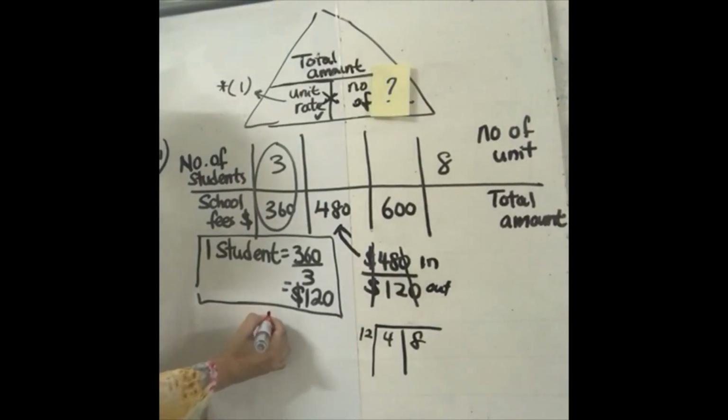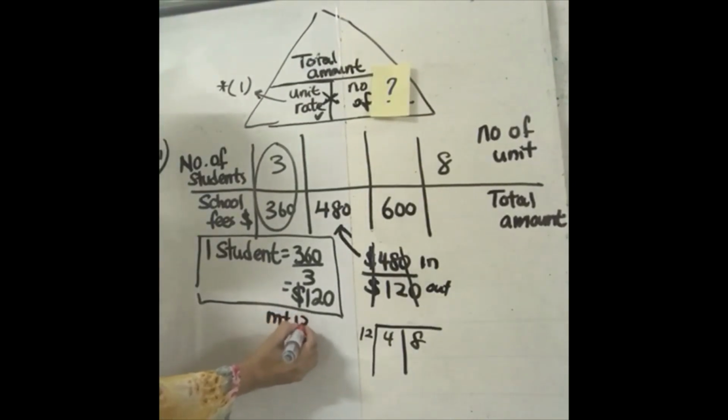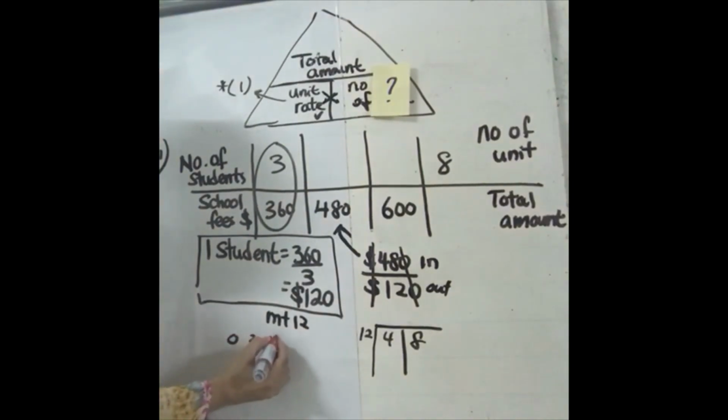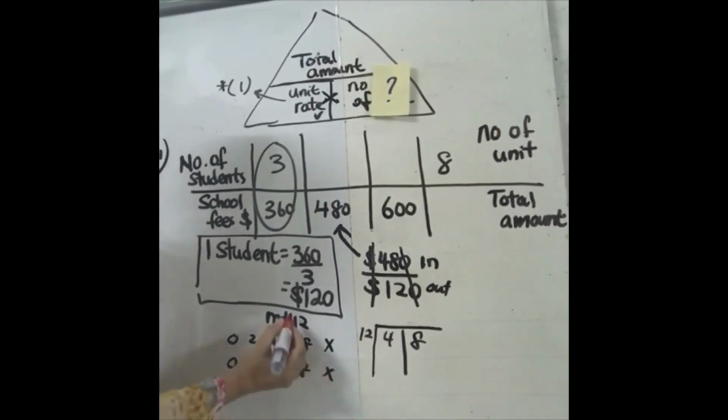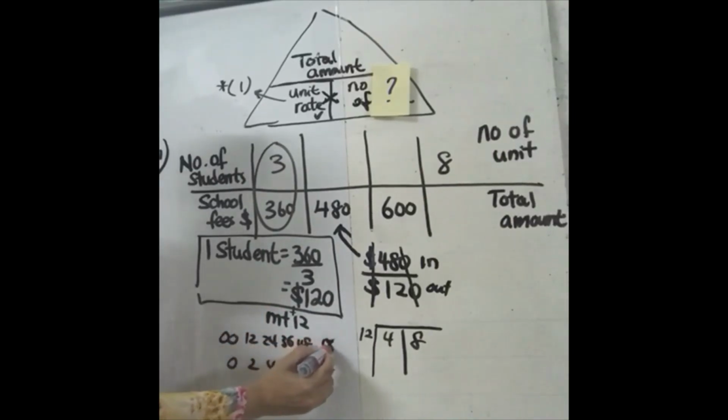Do you need help? Okay, I'm going to do 12 time table. We're going to put 0, 2, 4, 6, 8. Because it's more than 10, so we're going to put X. Now I'm going to plus 1. So 0 plus 1 is 1. Last one, 2, 3, 4, 5, 6, 7, 8, 9, 10, 11. So these are the numbers that we don't want, okay?